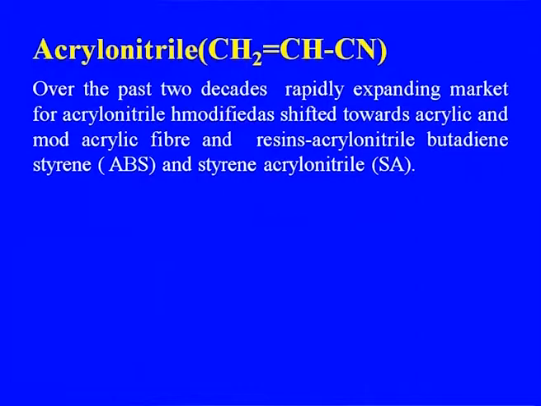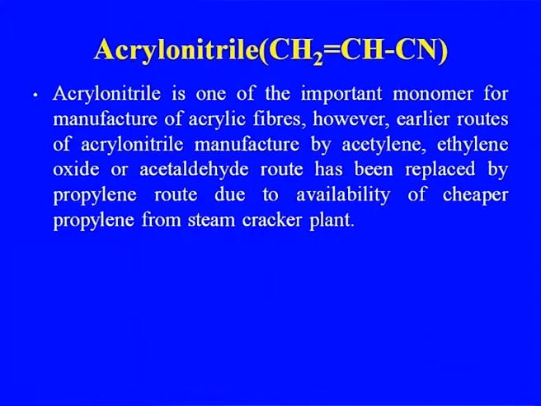Over the past decades there was a rapidly expanding market for acrylonitrile, and the market shifted towards acrylic and modified acrylic fibers and resins, acrylonitrile butadiene styrene and styrene acrylonitrile. These are various combinations with rubber also, which has led to the development of the acrylonitrile industry. Acrylonitrile is one of the important monomers for acrylic fiber.